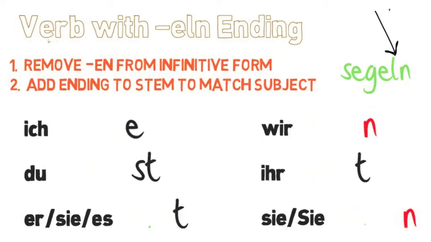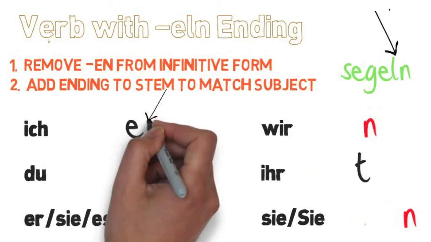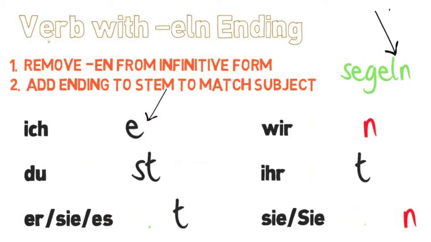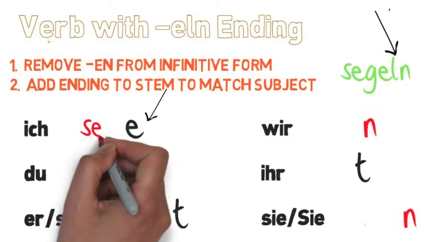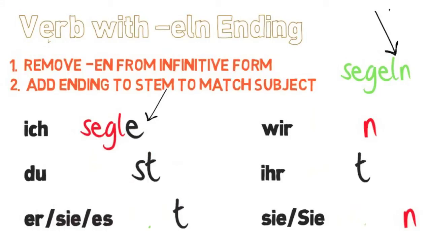Instead, since we only removed an n, we'll only put an n back on when we conjugate it. Now, there's one more form where this type of verb is a little bit odd: the ich form. Look carefully at the stem, and you'll notice that the stem ends in el. That e sitting there is just too good to pass up. So instead of adding another e after it, we'll just take that e and put it after the l in the ich form. Ich segle, not segele.